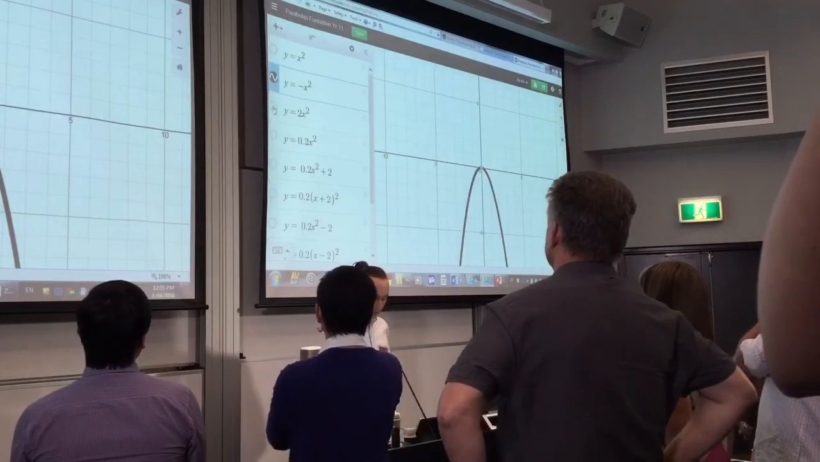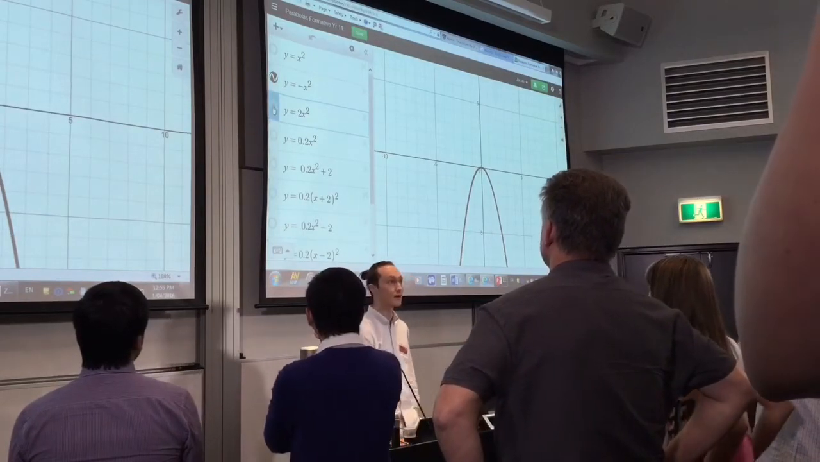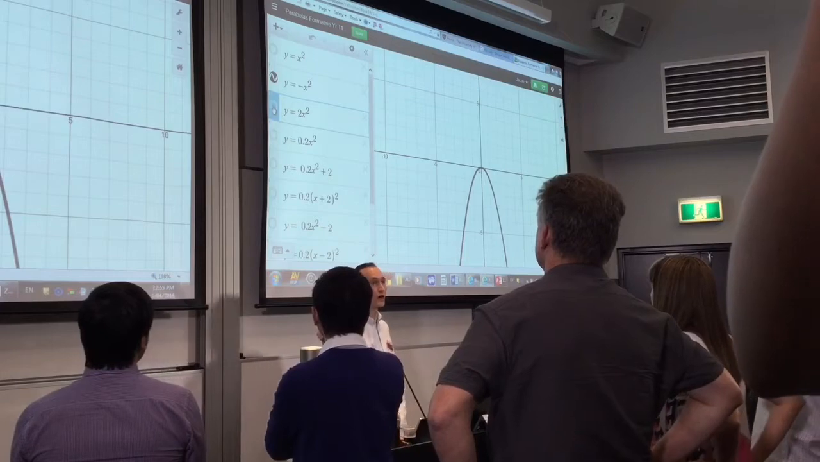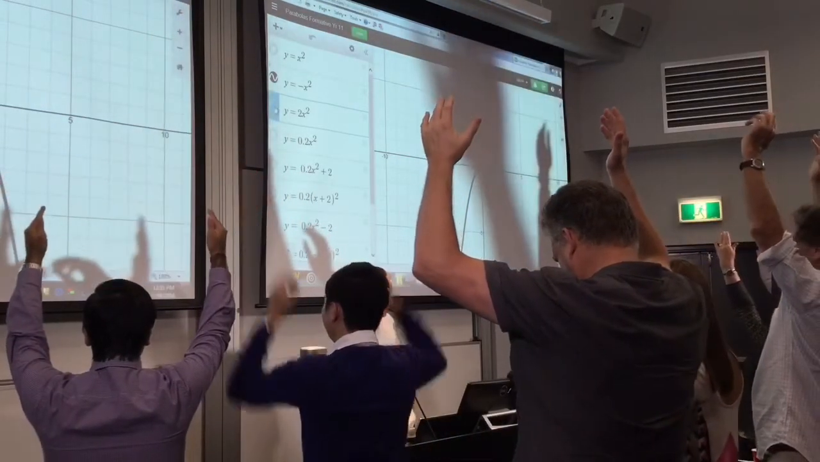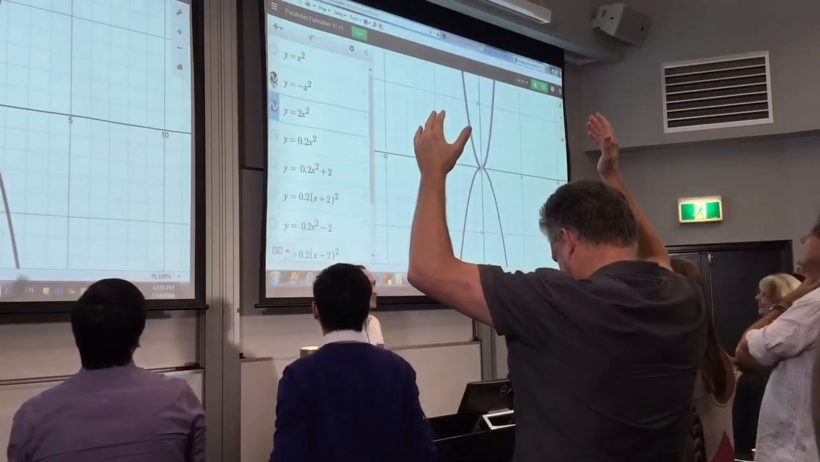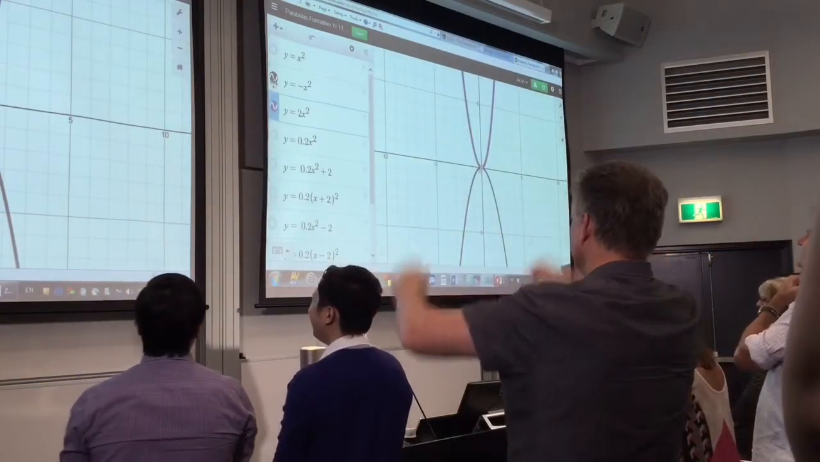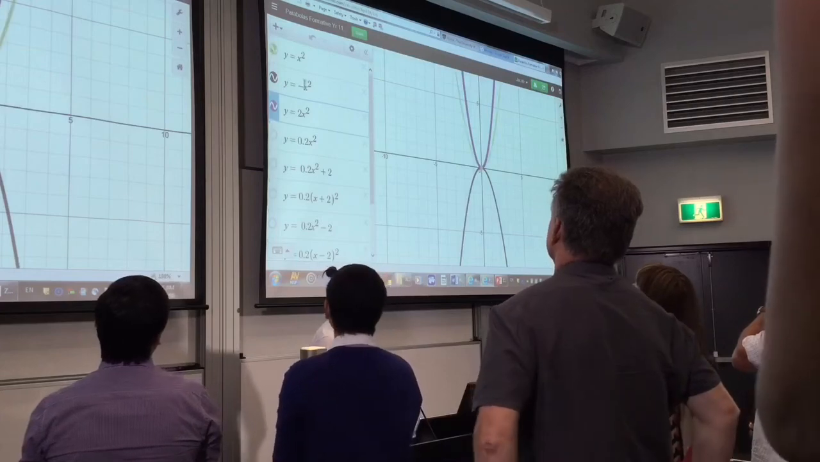Alright, so now what about this following one? What do you reckon about this one? What do you reckon it's going to do? 3, 2, 1, close your eyes and predict. Alright, very good. All of you are quite skilled at this. You remember a lot from year 10. There's the actual one. It's a bit narrower. See, there's the comparison with the first one.